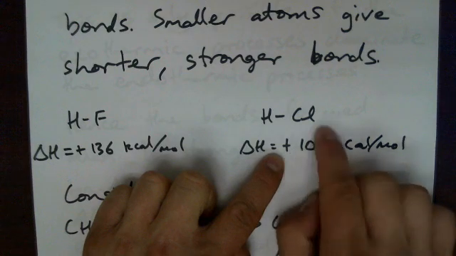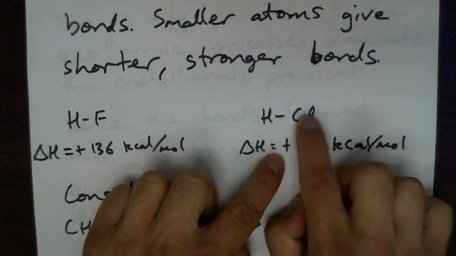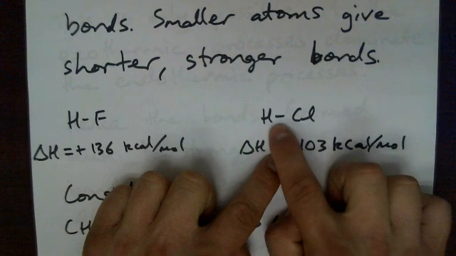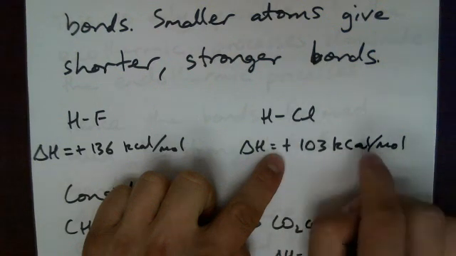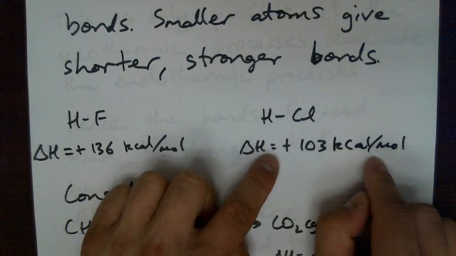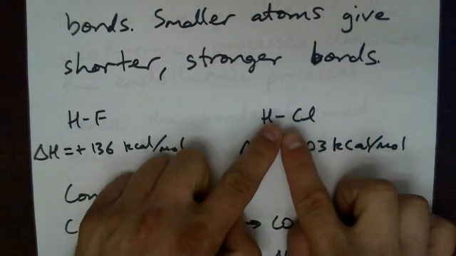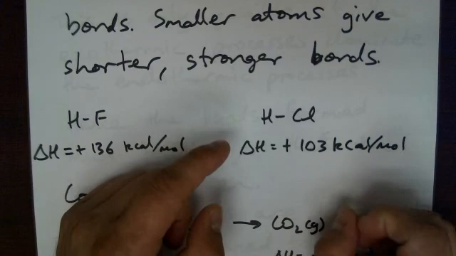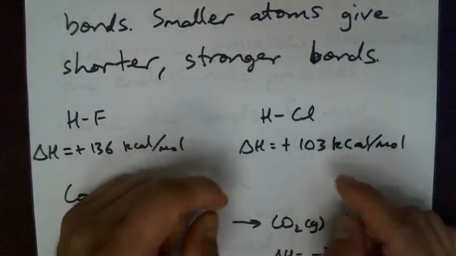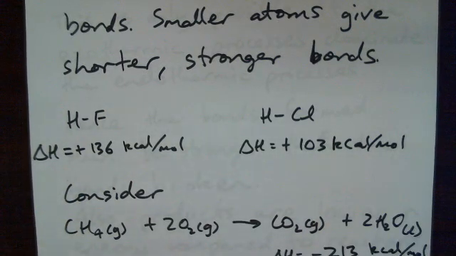And that's saying that if I'm going to break this bond, I'm going to have to put in 103 kilocalories per mole. The energy is always conserved. So if these atoms coming together to form a bond releases 103 kilocalories per mole, then to break that bond, I'm going to have to put in 103 kilocalories per mole.